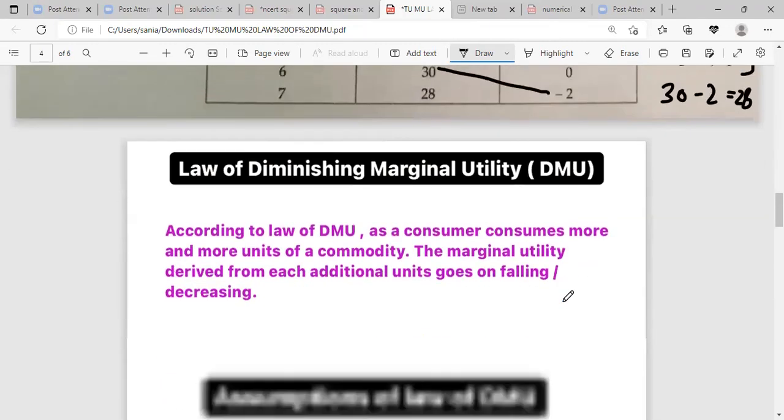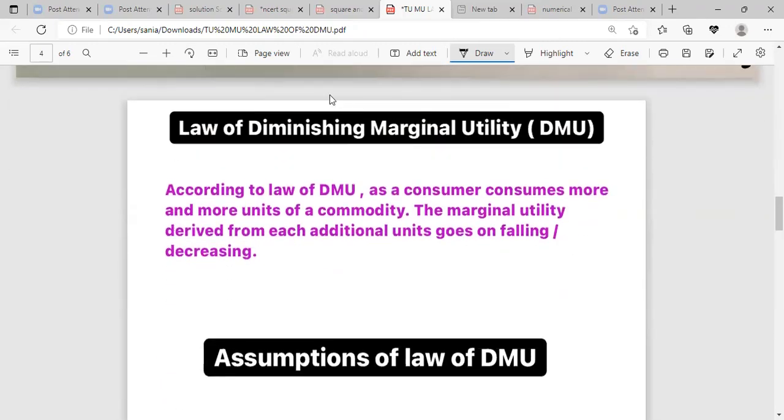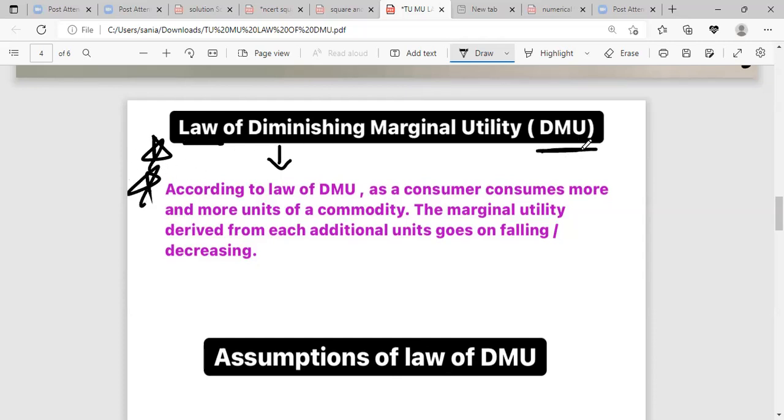Okay. So we will start a new topic, which is the law of diminishing marginal utility. Law, you already know what is law. Diminishing means decreasing. This is very, very important. Every time you will get this. Law of DMU, right? Diminishing marginal utility.